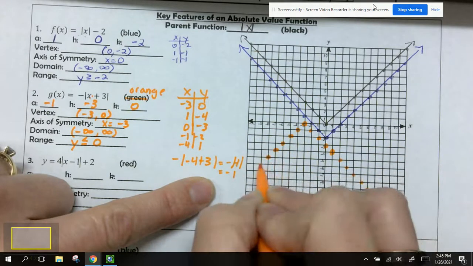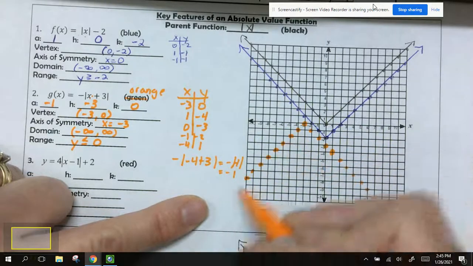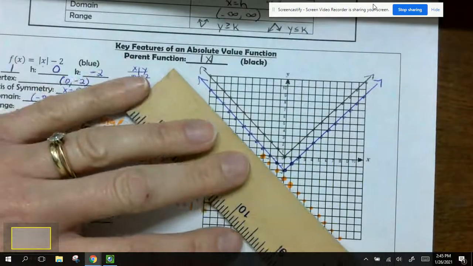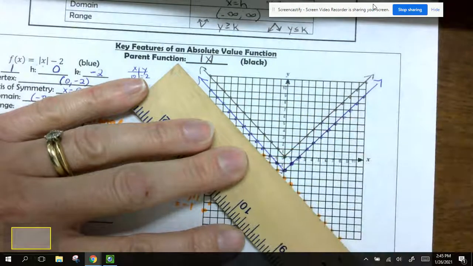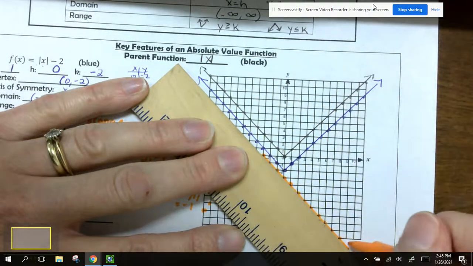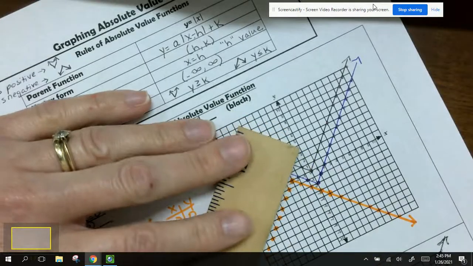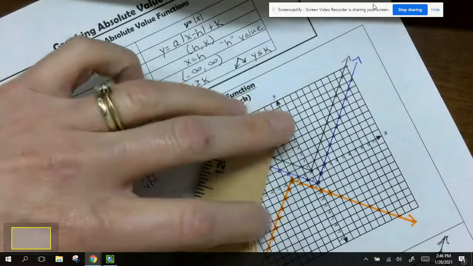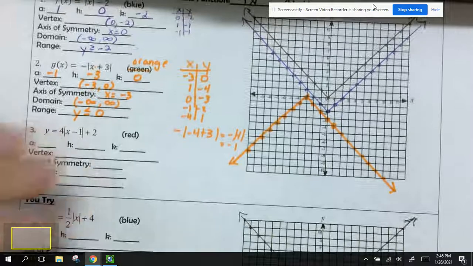So if you get confused, write it down. And the reason I knew I was wrong in what I was saying is I knew my graph had to go down this way. Okay? So now we've got a graph that looks like this. And this. All right? So that is our orange graph.